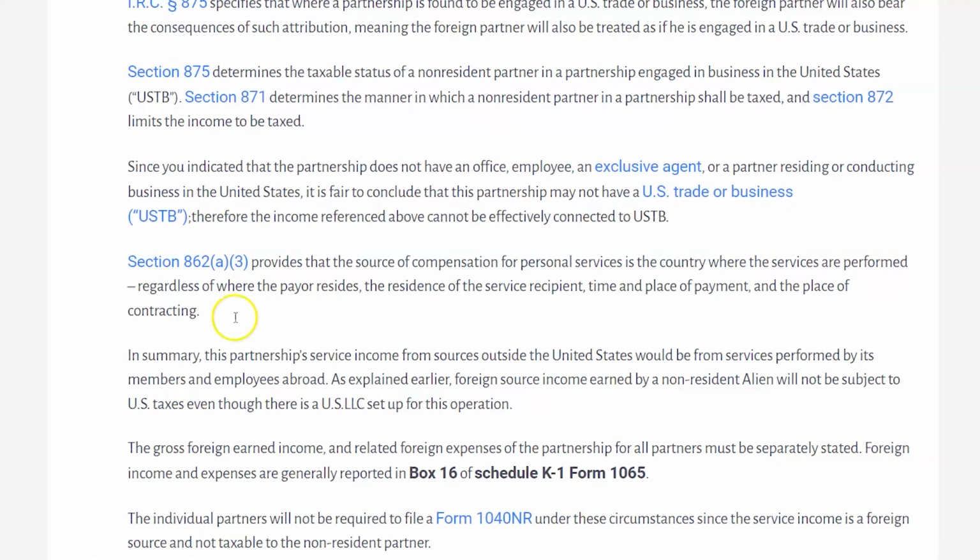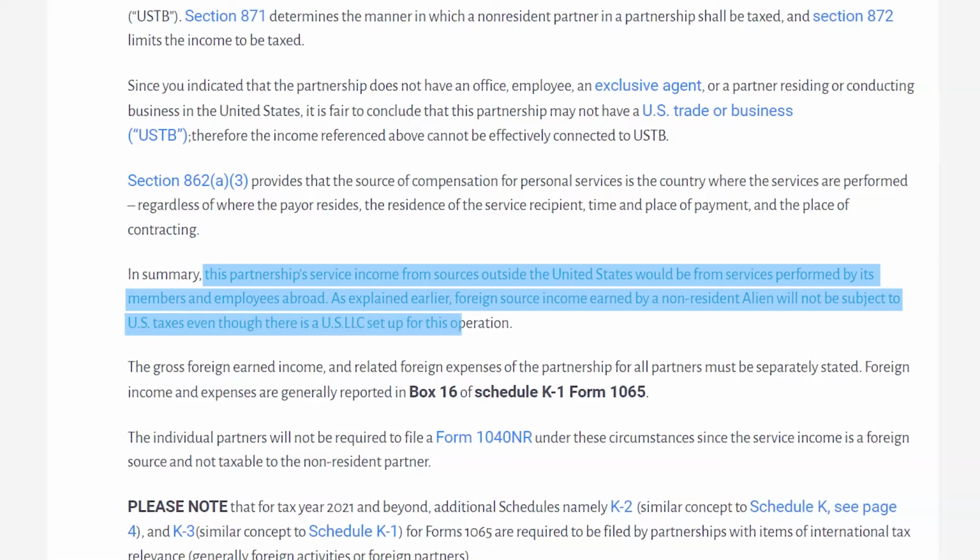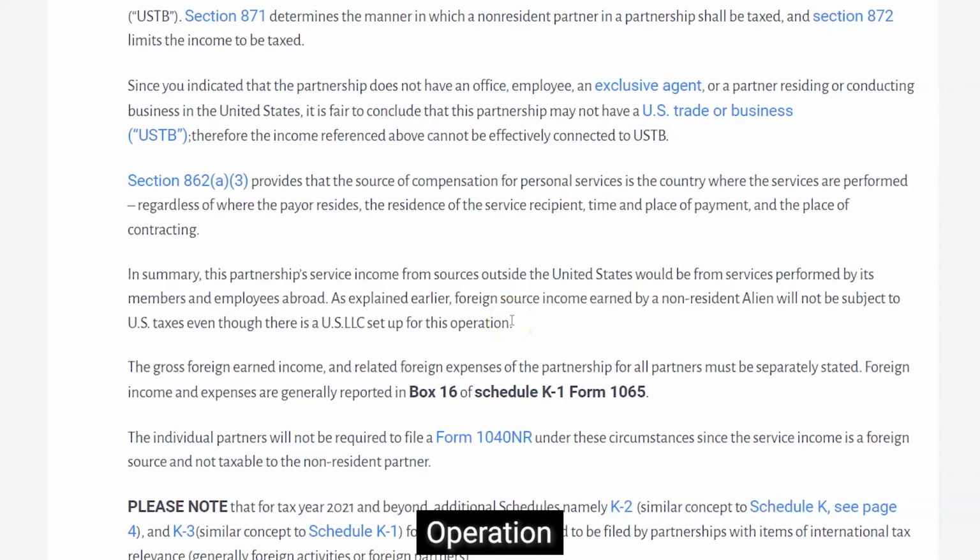Now let's move on. So this partnership income is from sources outside of the US, Australia to be specific, for services that were performed by its members and employees abroad. And as explained earlier, the foreign source income earned by a non-resident alien will not be subject to taxes, even though there's a US LLC set up for this operation. We would also say that it's not just the LLC. I mean, assuming the partnership has a bank account and it has a virtual address, a registered agent, the analysis will still be the same.